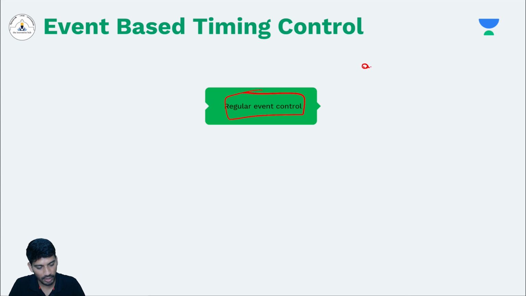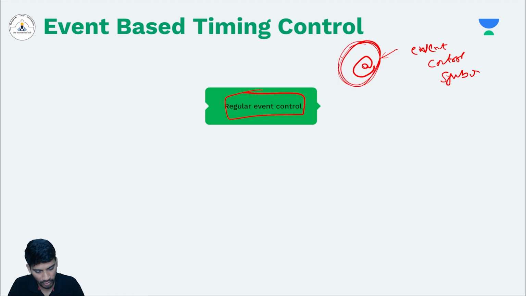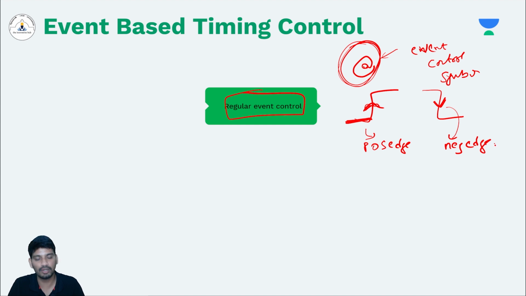We'll use a symbol called @ to trigger the set of statements. Remember, @ is the event control symbol. There can be either a positive transition or a negative transition of the event. Whenever there is a positive transition, we can use a keyword called posedge. Whenever there is a negative transition, you can use negedge. You are not controlling the event, you are just using that event to trigger other statements that need to be executed. So this is a positive edge and this is a negative edge event.